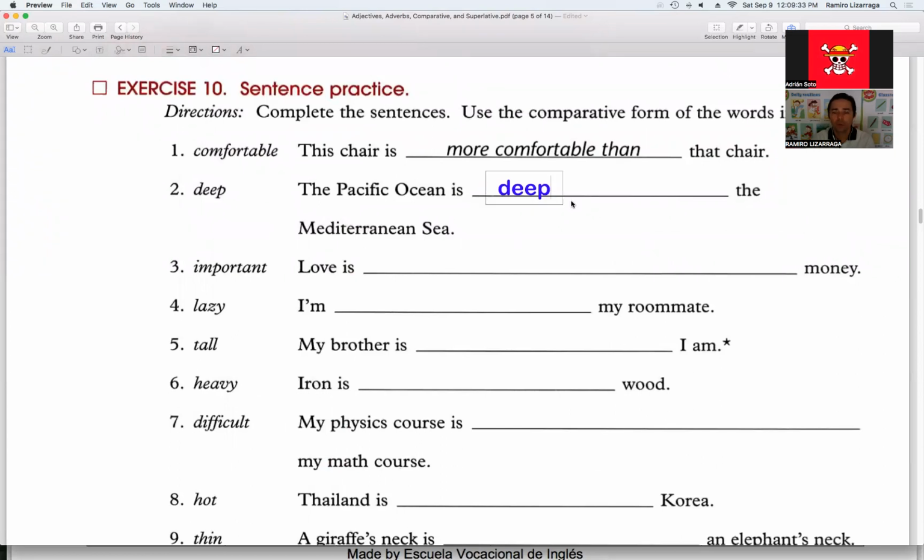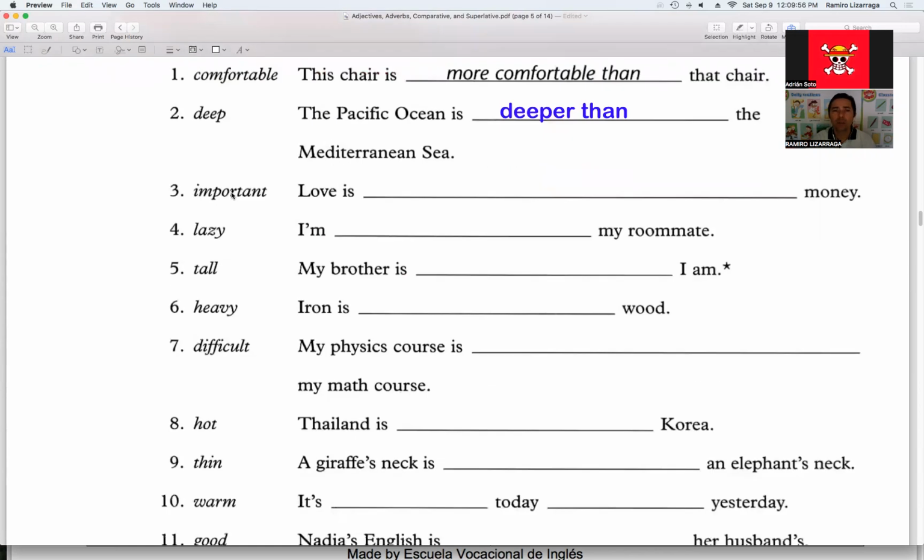The Pacific Ocean is deeper than the Mediterranean Sea. Very good. So the Pacific Ocean is deeper than the Mediterranean Sea. Okay, very good. Who wants to do the next one?